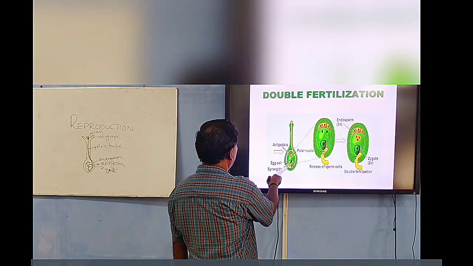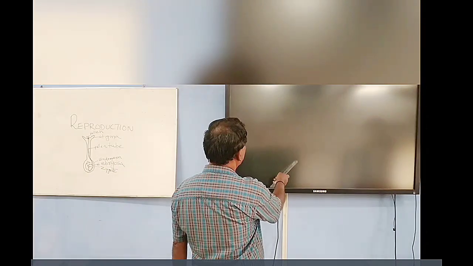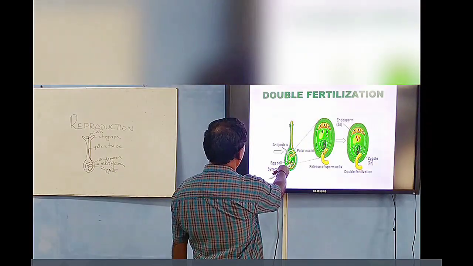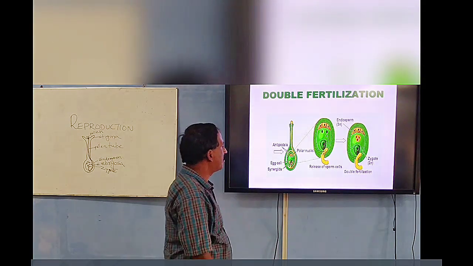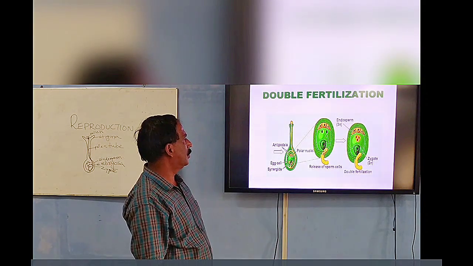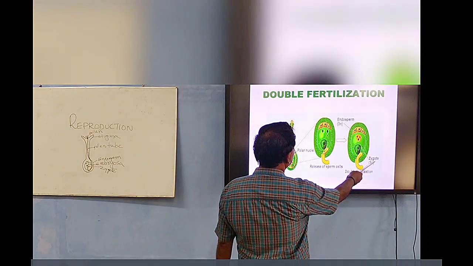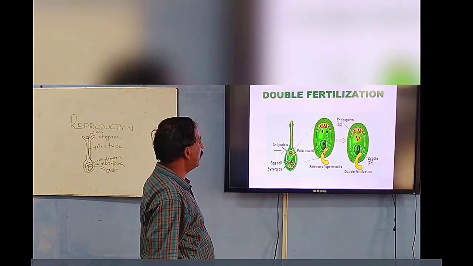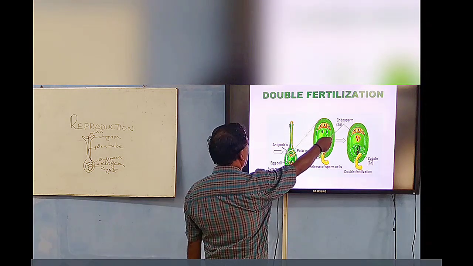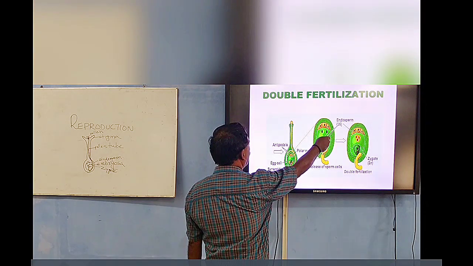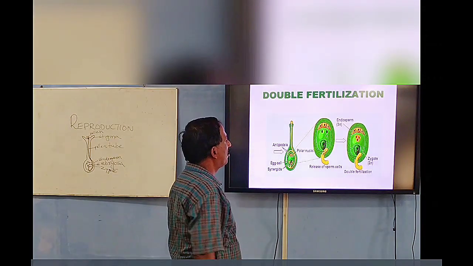One male gamete combines with the egg cell and it forms the zygote. Another male gamete combines with the two polar nuclei, and it forms the endosperm. Two polar nuclei plus this makes 3N. So a triploid endosperm is formed.